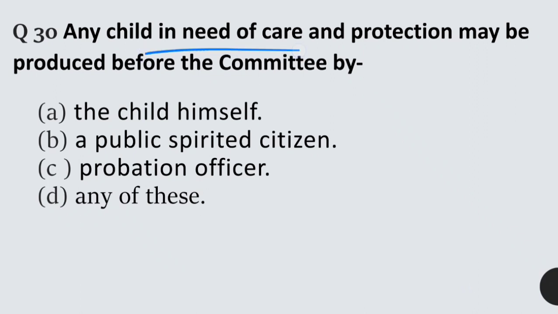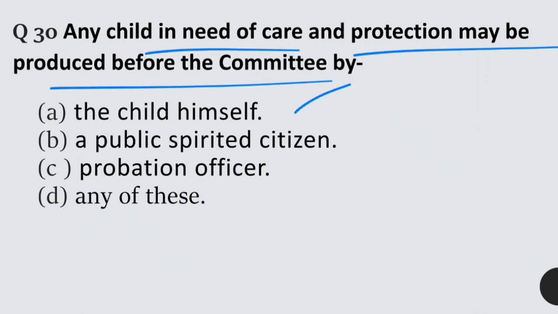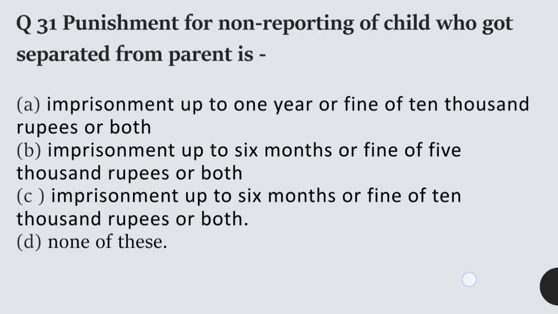Next question is, any child in need of care and protection may be produced before the committee by the child himself, a public spirited citizen, or a probation officer. Any of these is the answer. All of these are given under the provision. So D is the right option.